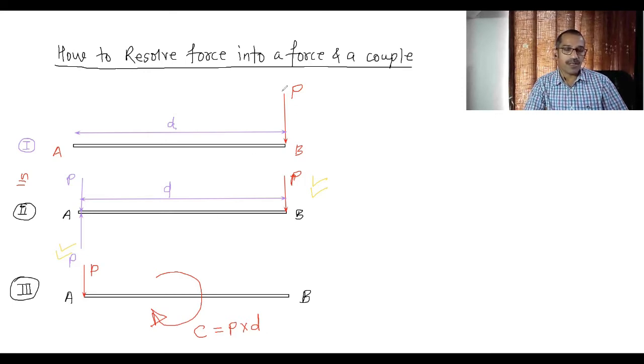That means what is given initially? Force P. What are you getting in the third case? A couple and a force. And we have not added anything. That means the second and third cases are equivalent. That means you can say the given force is resolved into a force and a couple.